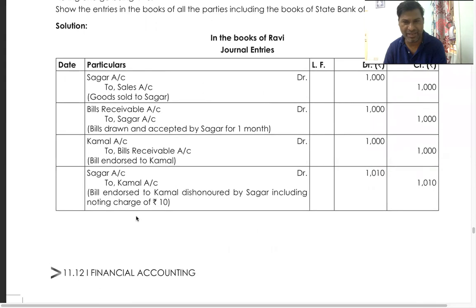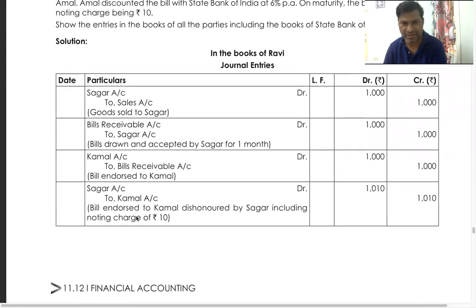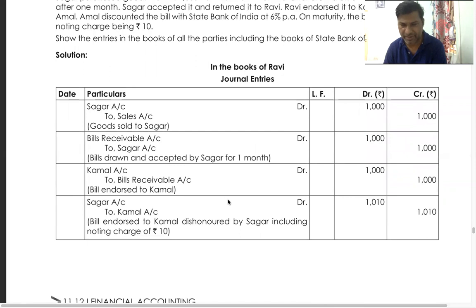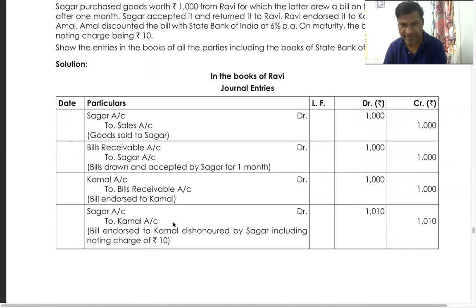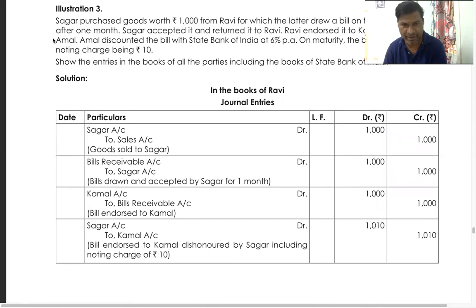We will not be writing the entry of Amal because there is no relationship between Amal, the second endorsee, and Ravi, but there is a direct relationship. Ravi directly endorsed it to Kamal. 1,000 rupees, so Kamal account debit to bill receivable. The same bill which is given to Amal is dishonored.